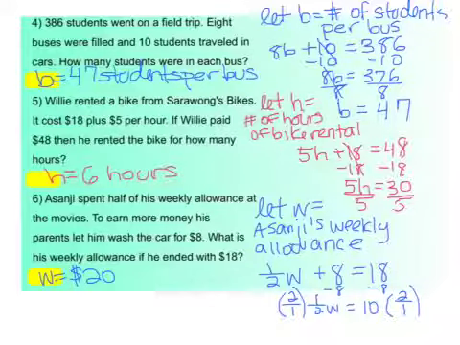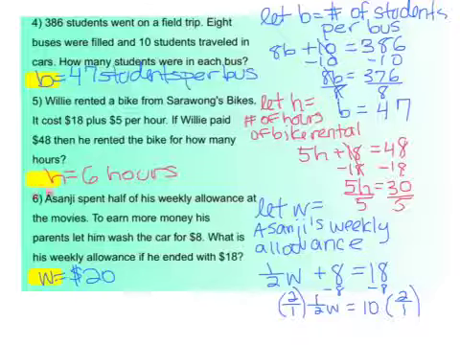So we're looking for how many hours of bike rental. So let's let H equal the number of hours of bike rental. At $5 per hour, plus he had to pay $18 no matter what for renting the bike. The total cost was $48. Again, we solve for H, subtract 18, divide by 5, and we get that 6 hours was the total amount of time that he rented the bike.